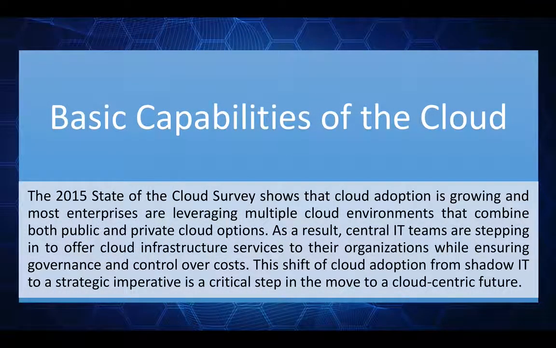Basic capabilities of the cloud. In 2015, the State of the Cloud survey showed that cloud adoption is growing. Most enterprises are leveraging multiple cloud environments, combining both public and private cloud options. As a result, central IT teams are stepping in to offer cloud infrastructure services to their organization while addressing governance and central cost. This shift of cloud adoption from shadow IT to strategic is a critical step toward moving to strategic features.